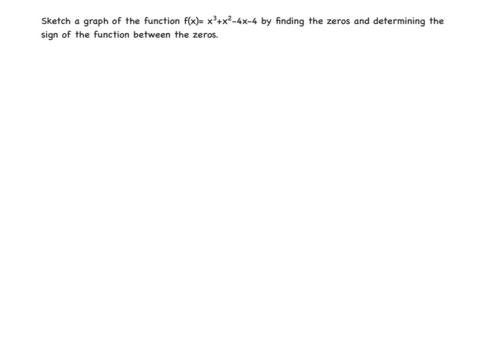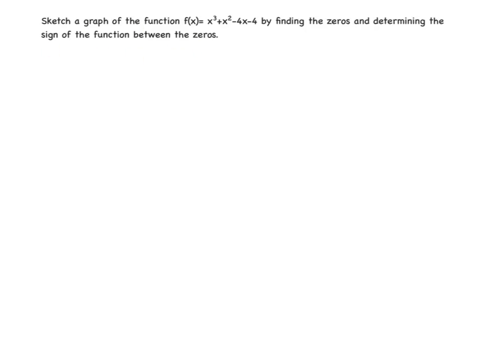Here's a mega problem for us to sink our teeth into. They want me to graph this function f of x equals x cubed plus x squared minus 4x minus 4 by finding the zeros and determining the sign of the function between the zeros. And that's our lingo right there, that is they're directing us to make a sign chart to determine when the graph is above versus below the x-axis.